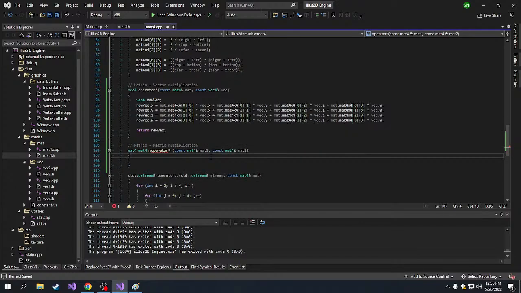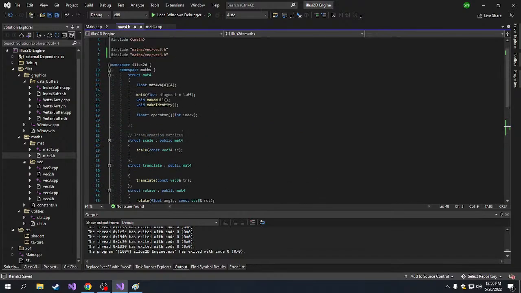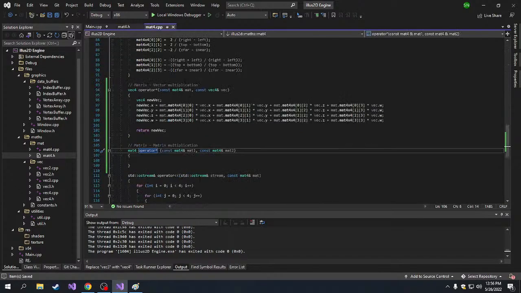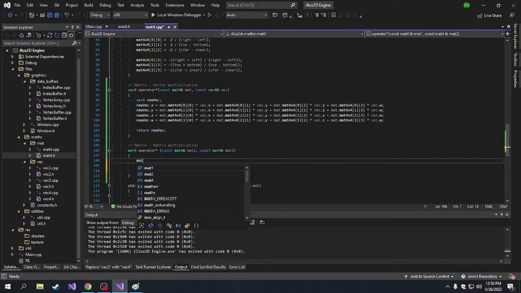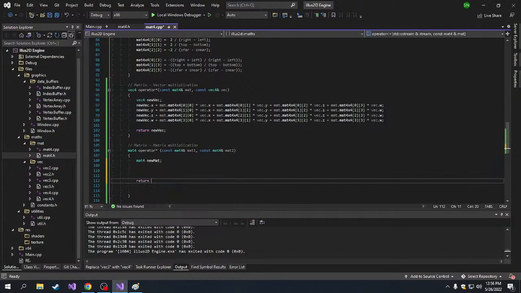Operator star, mat4 as well. Okay, because it's outside, it's not in the mat4 class. Okay, cool. So let's make a new mat. Mat4 new mat, we'll return new mat. That's pretty much it.